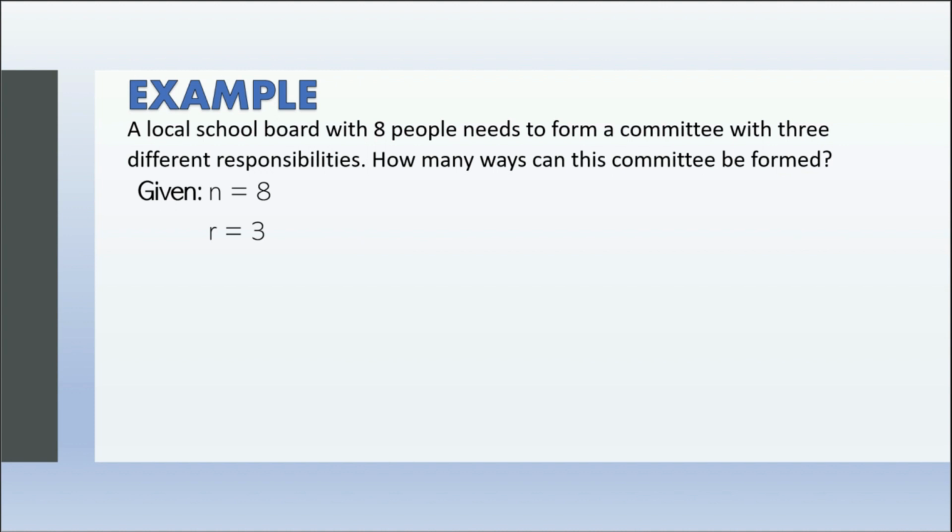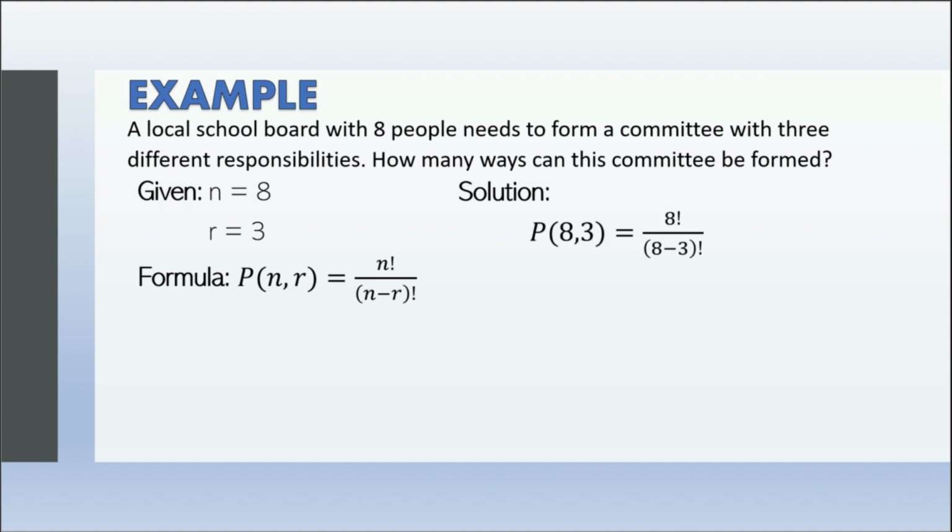Also, we want to know how many ways this committee can be formed with 3 different responsibilities. As stated, they will have different responsibilities. Therefore, the order is important, so we will use the permutation formula. Now, substituting those values to the formula, we have 8 factorial over the quantity 8 minus 3 factorial.